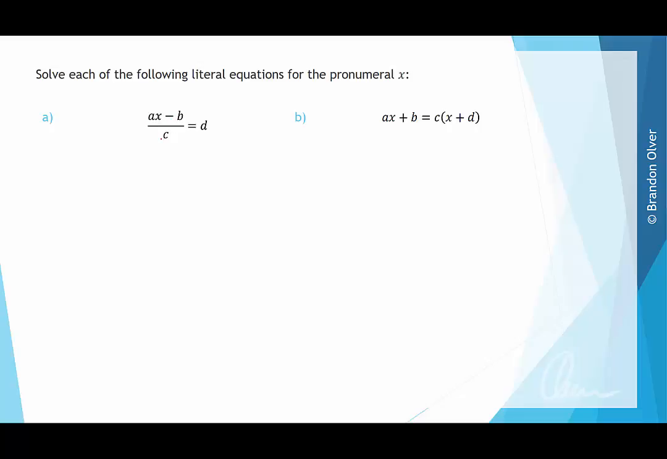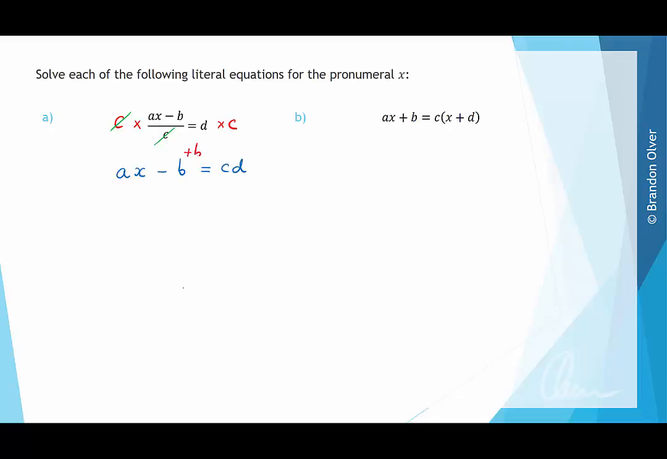That's all divided by c to give a result of d. So when we undo this, we're going to start by multiplying by c, the last thing that happened to x. So whatever we do to one side, we need to do to the other side. So we do this so the multiplying by c and the dividing by c will cancel. That will leave us with ax minus b is equal to c times d.